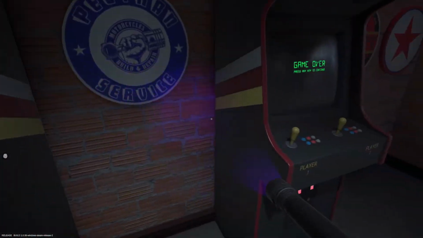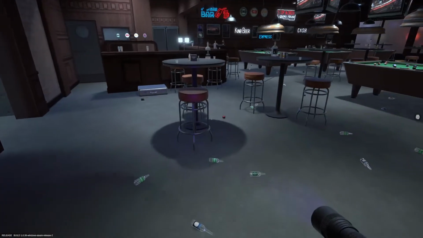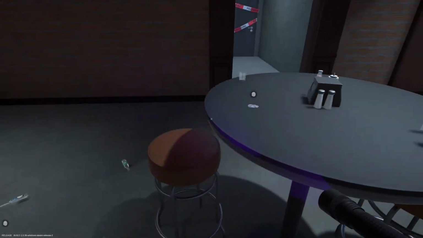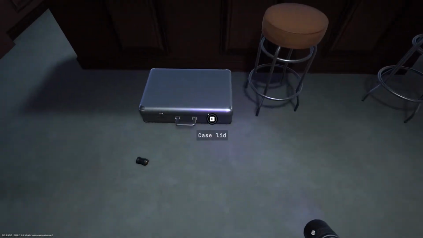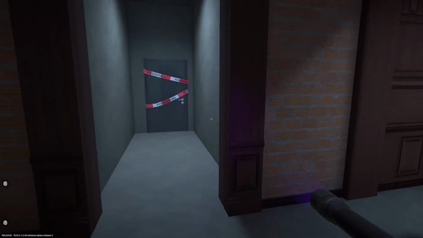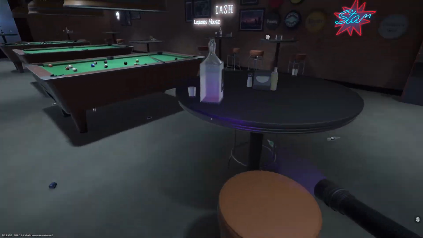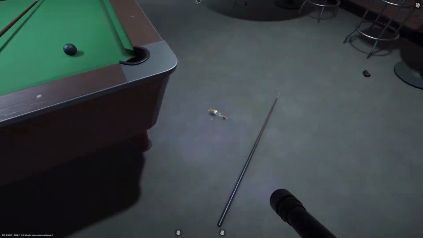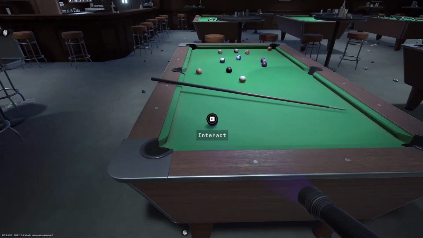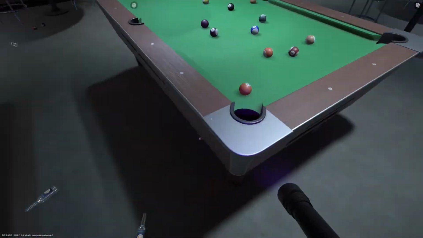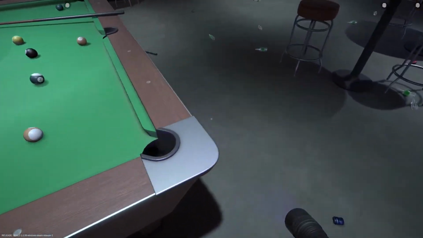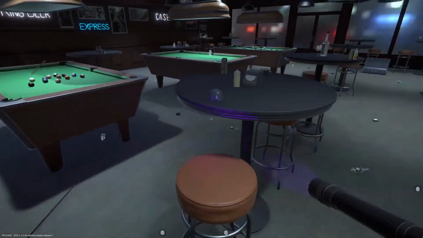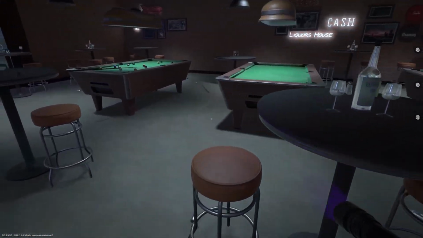Anyone playing in the arcades? No. Alright, more fingerprints. Alright, there's the other tool we're going to be using, to check the bullet. Okay, here's some fingerprints. How about the pool table? Oh, more fingerprints.